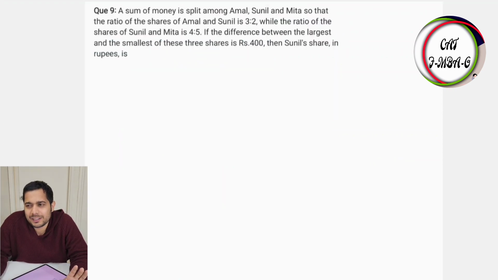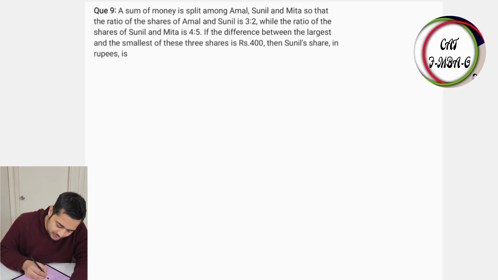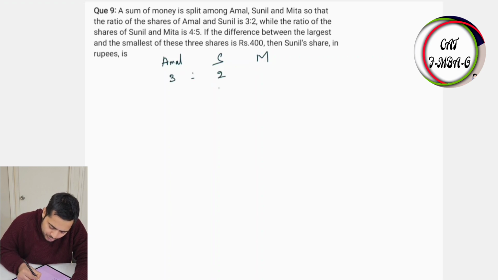This is a fairly easy ratio and proportion question, and these kinds of questions frequently come not just in CAT, XAT, and MBA entrance exams, but in bank exams also. Let's attempt this. Amal, Sunil and Meeta have money in a certain ratio. So Amal to Sunil is 3 is to 2 and Sunil to Meeta is 4 is to 5.